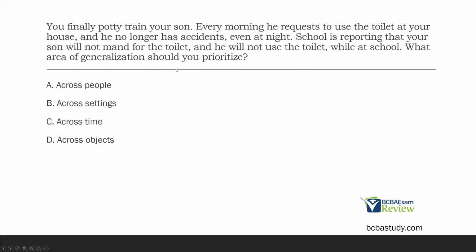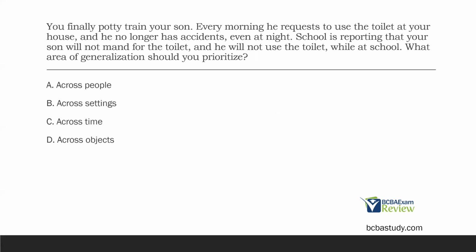You finally potty train your son. Every morning he requests to use the toilet at your house and he no longer has accidents, even at night. School is reporting that your son will not mand for the toilet and he will not use the toilet while at school. What area of generalization should you prioritize? Pretty straightforward question.